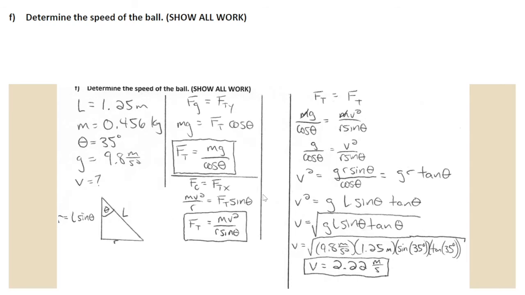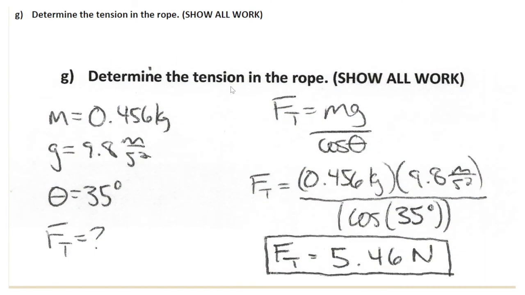It's also important to realize that since you just found the speed, which we did, you could use the x direction equation as well. Even though we don't have r, we do have an equation for r: it's L sine theta, and so you would have mv squared over L sine theta. Either way, your work for the tension could look like this. It should give you that answer.